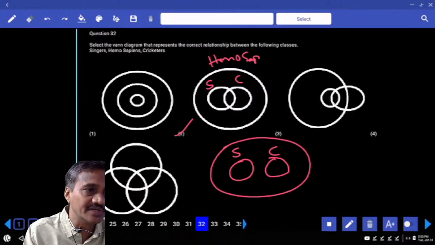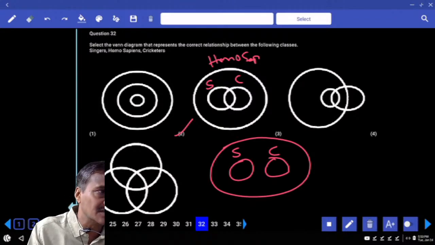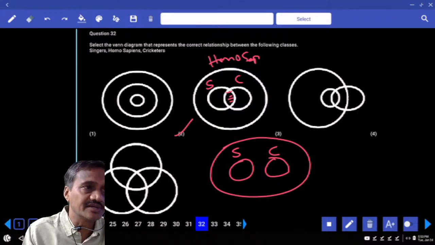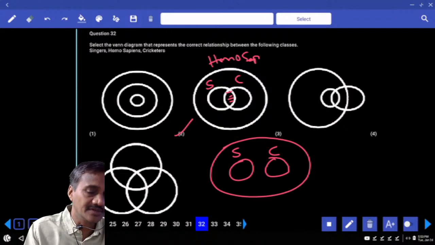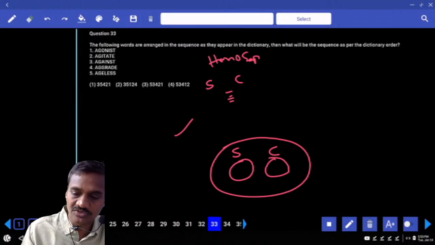You are not supposed to take it like that, because there is a possibility that some singers can be cricketers or not, some cricketers can be singers or not. Hence there is a possibility of intersection between these two, and singer and cricketer can intersect. Then choice 2. Then coming to question number 33.